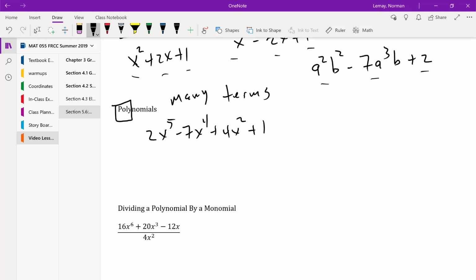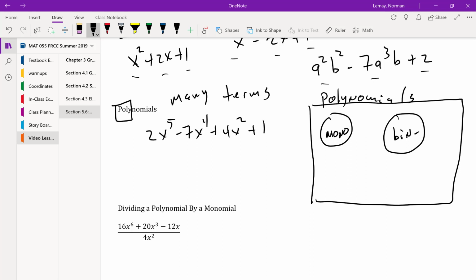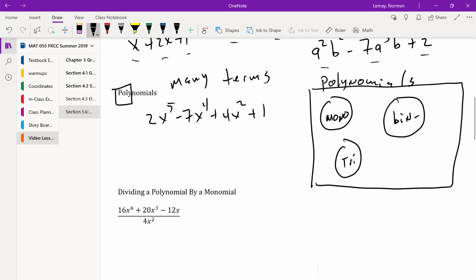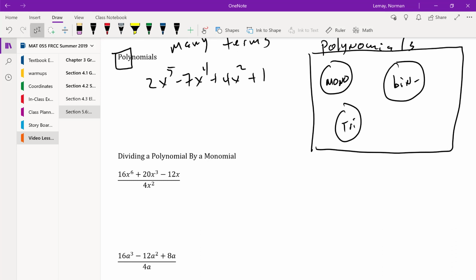Now, notice that polynomials, in general here, just to give you an idea, if we take a look at polynomials, notice that monomials are a subset of the polynomials, just as the binomials are, just as the trinomials are. So that means that a monomial is a polynomial, a binomial is a polynomial, a trinomial is also a polynomial. It's just that these 3 get special names, that's all, because they're special cases.